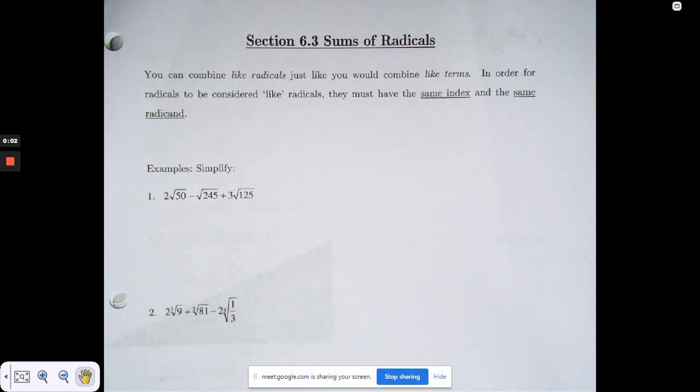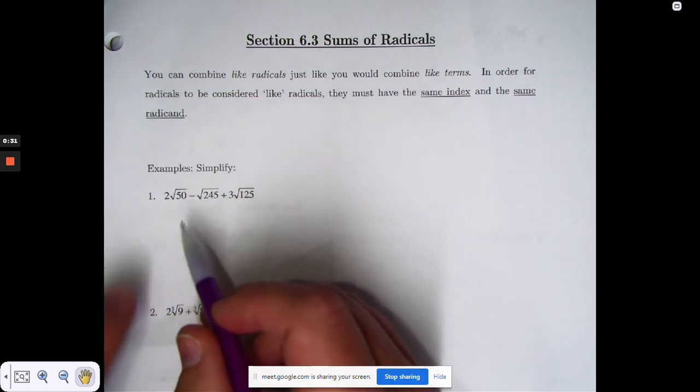Hello, we're going to start going over 6.3, which is the sums of radicals. And when we look at the sums of radicals, what we have to remember is it's just like anything else that we do. Just as long as we have like terms, that means they can be combined. But if they don't have like terms, then we cannot combine them. So with a radical, they need to have the same index and the same radicand to be able to combine them. So the first thing we always want to do is simplify anything down that we can.